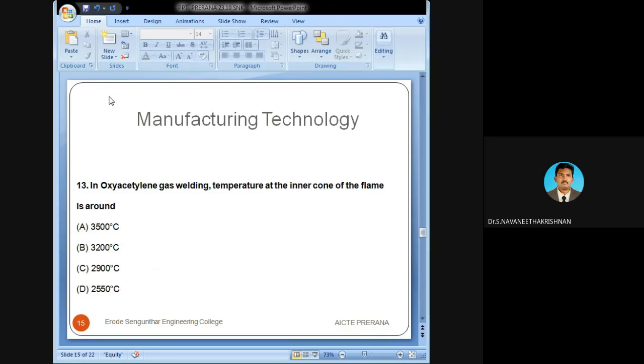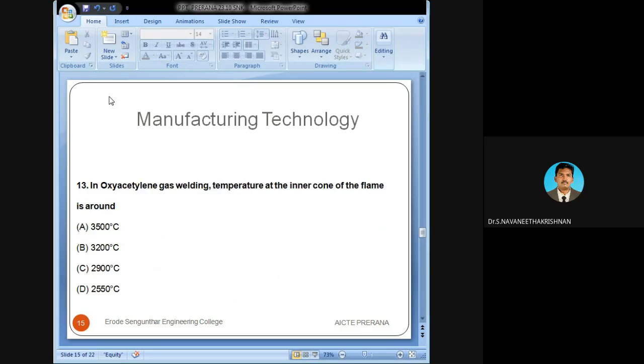The next question is, in oxyacetylene gas welding, the temperature at the inner cone of the flame is around what? We have to use it as a gas welding process. Oxygen and acetylene gas are utilized to make the flame, and we have to measure the temperature at the inner cone of the flame.